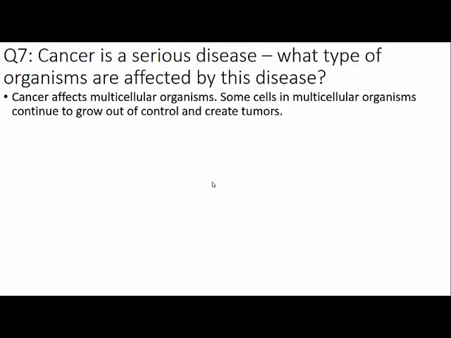Now, some of the cells in multicellular organisms continue to grow out of control and create tumors. And this really is the dead giveaway when you start thinking, I don't want to say common sense, but when you start really thinking about it, if an organism is made of one cell, there's no cells inside of its body to grow. Organisms that are multicellular have many cells in their body and they can grow out of control, as opposed to a unicellular organism, which is just made of one cell. It has no extra cells to grow.